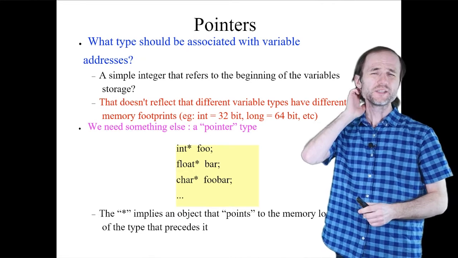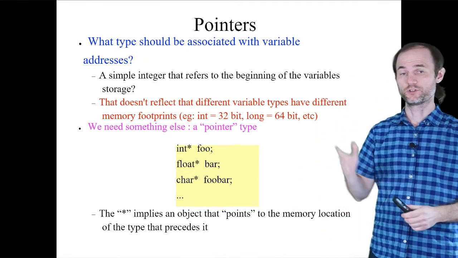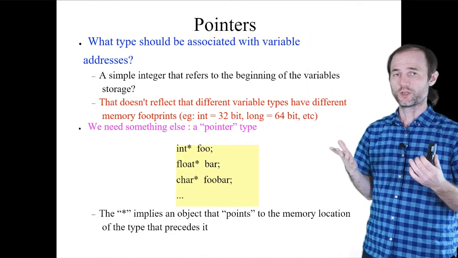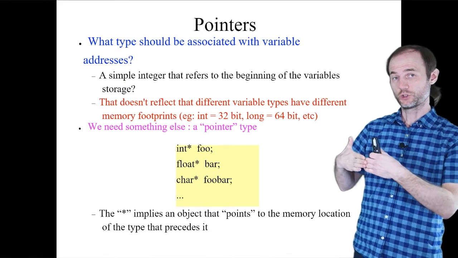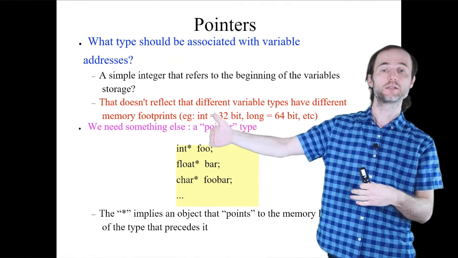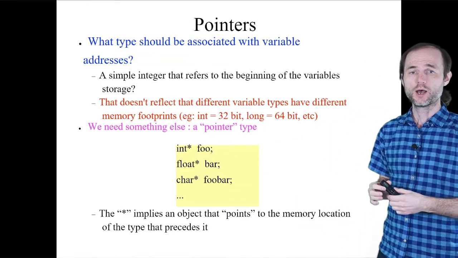So what is going to be the type associated with the variable address, or with the pointer? Would it work if it was just an integer that told us how many bytes there are between the beginning of memory and the location where the variable is stored?